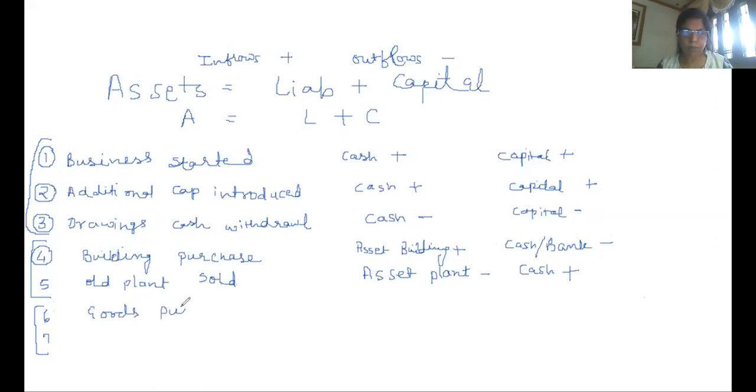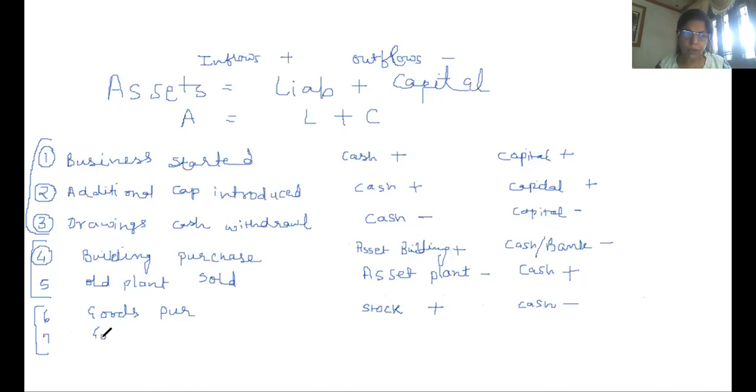Now next, goods purchase. Goods purchase means the businessman is purchasing the goods. So what to do now? What is inflow? See my dear children, stock is increasing. So stock will be plus. And here the businessman is making payment, and without any information, it is assumed that cash is going out. Cash is outflow, that's why minus.